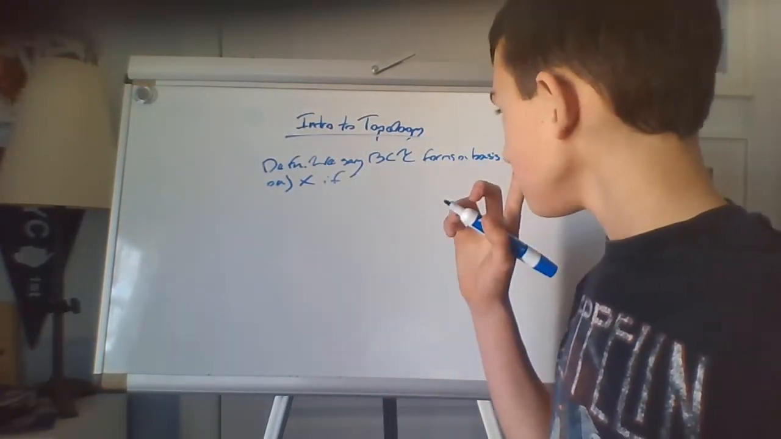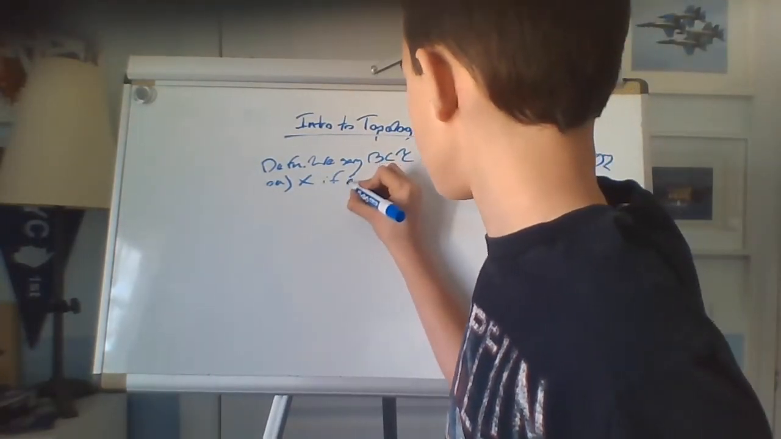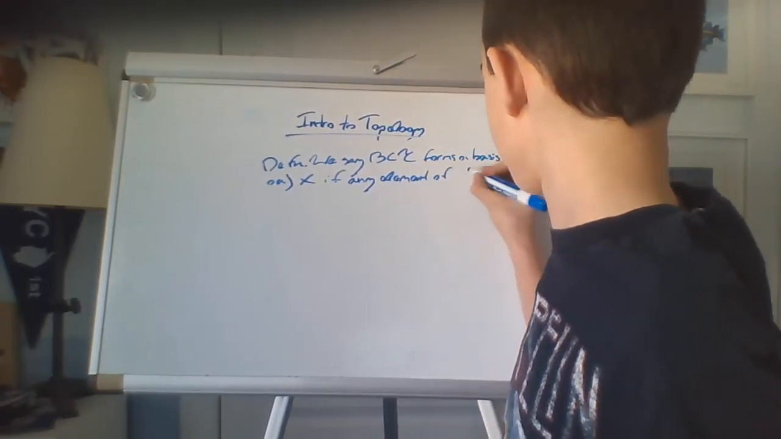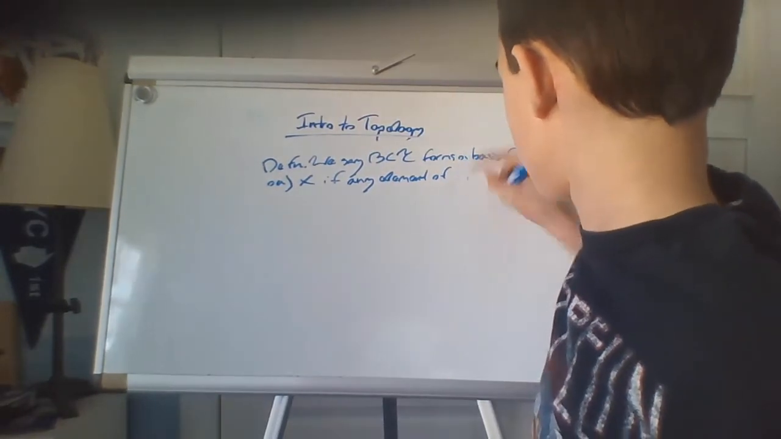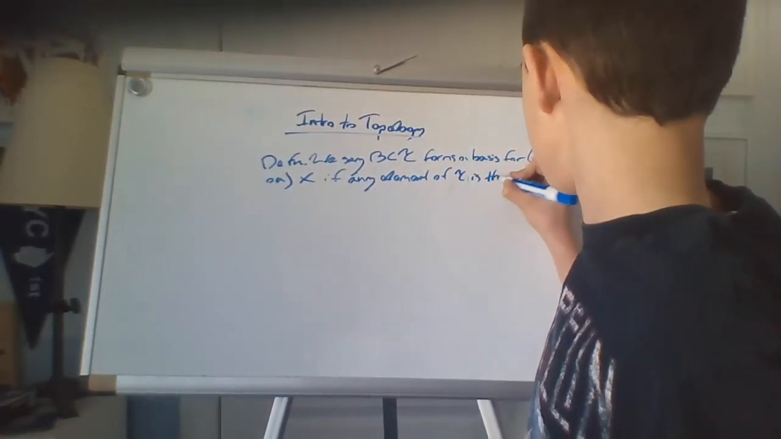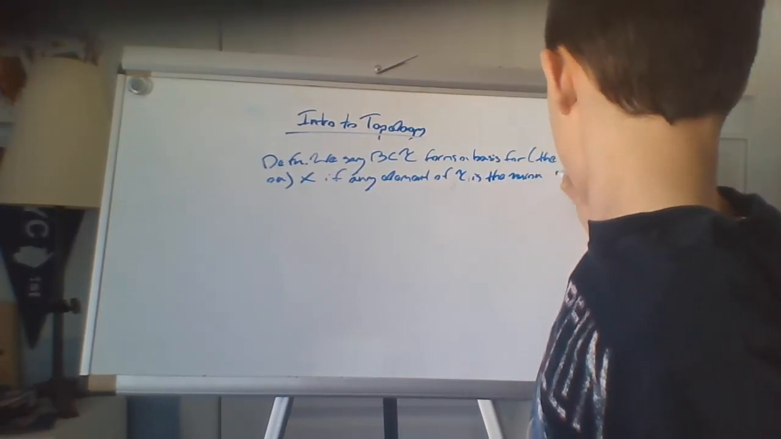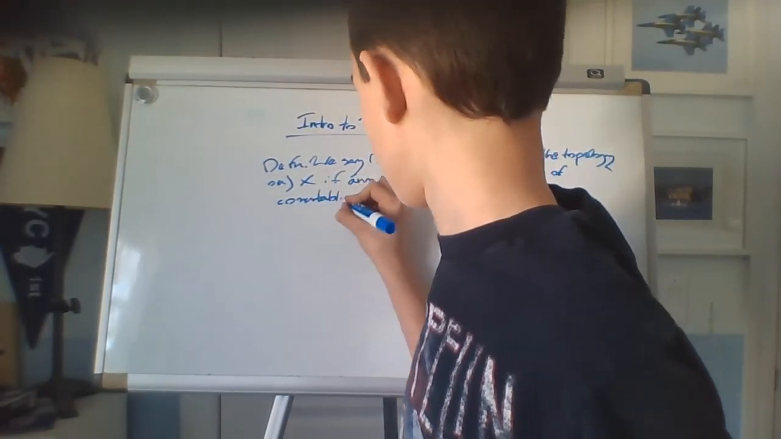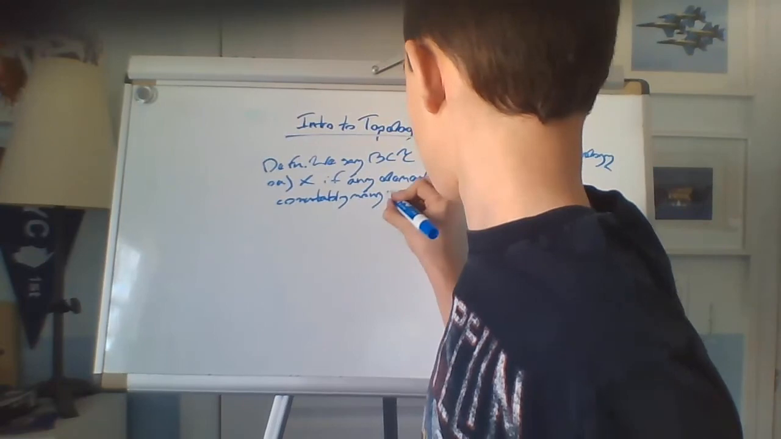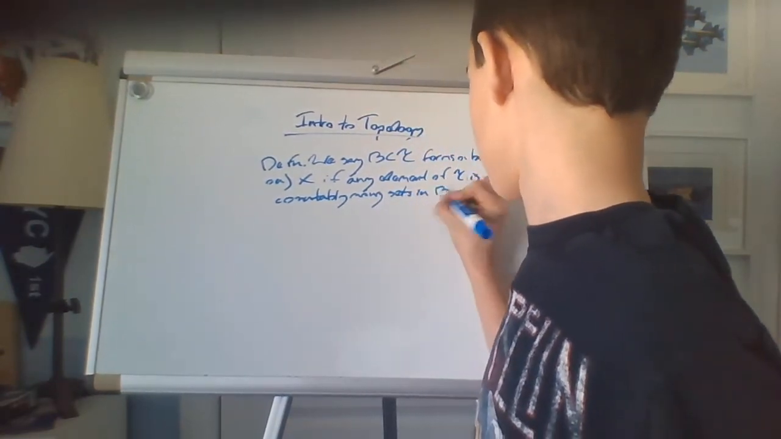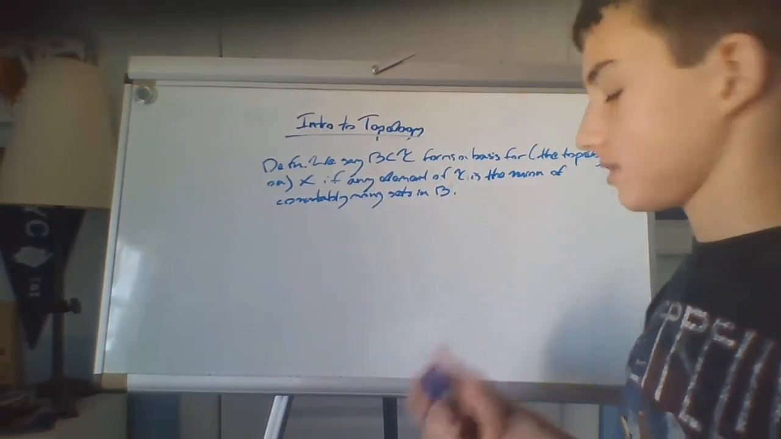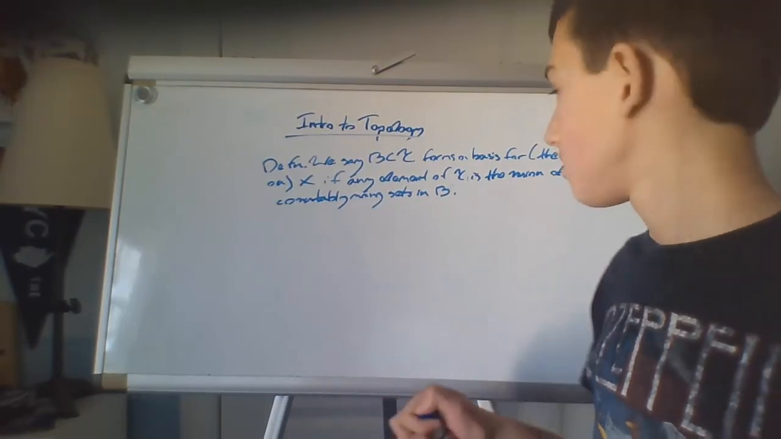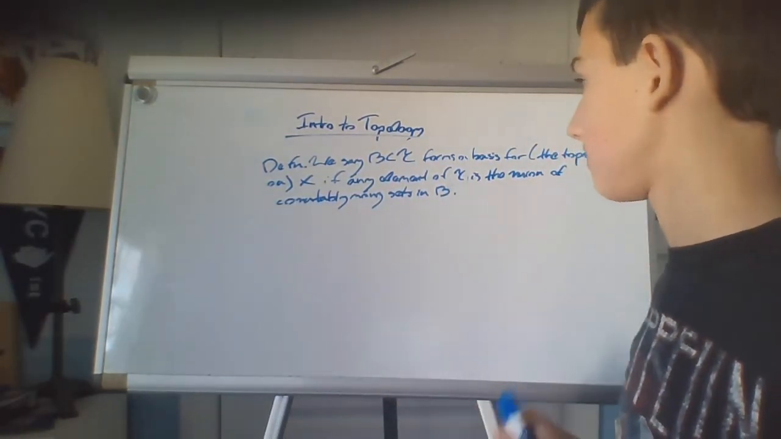And if any element of tau is the union of countably many sets in B. And of course any element in B can be expressed as the union of itself and itself. So this holds for elements of B as well.